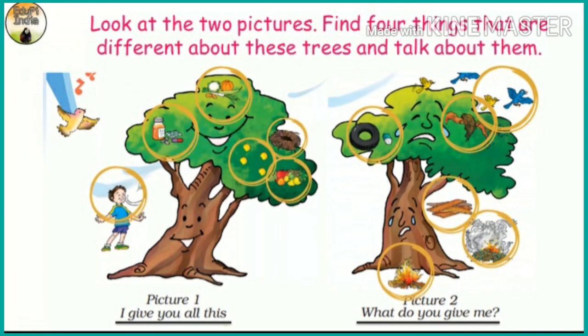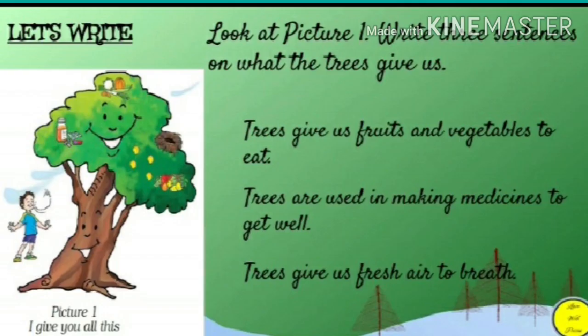So children, in the first picture, the tree says to us that I give you all this, and the tree is very happy. Then what about the second tree? The tree asks us, what do you give me? The tree is very unhappy. Okay, let's write about picture 1. Look at picture 1. Write 3 sentences on what the trees give us.